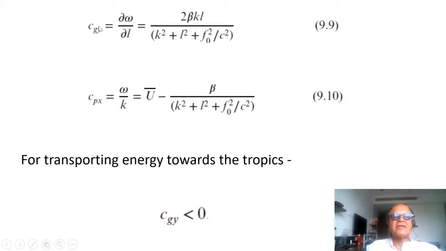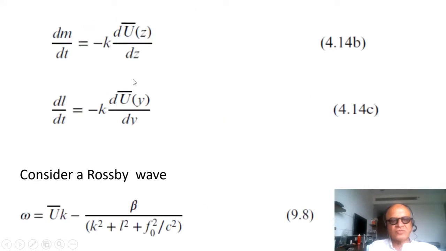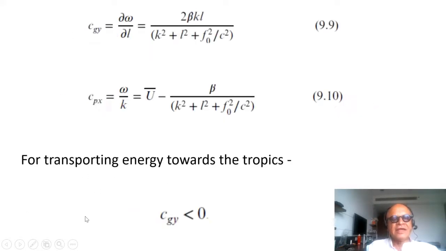Then we can write the meridional group velocity. That's what we are most interested in, because we want to look at energy propagating in the meridional direction from the extratropics to the tropics. That can be written as d omega/dl, so just d omega/dl, and omega over k. So we have the phase velocity and the group velocity for the wave, the perturbation.